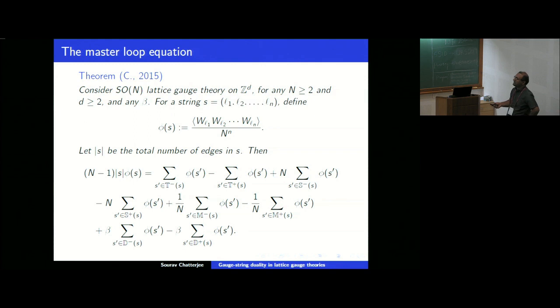In fact, it's a linear system. So phi of S times (N minus 1) times the length of S equals a linear combination of all these phi of S primes, where the S primes are obtained from S using one of these operations. You have various operations, and you have various coefficients. If it's obtained by a twisting, depending on whether it's a negative or positive twisting, you put a positive or negative coefficient. If it's a splitting, you put in N or minus N. If it's a merger, you put 1 over N or minus 1 over N. If it's a deformation, you put in beta or minus beta. Okay, so that's the master loop equation for this theory.